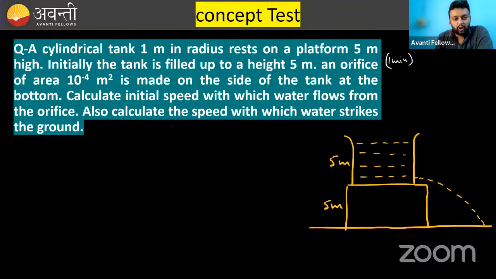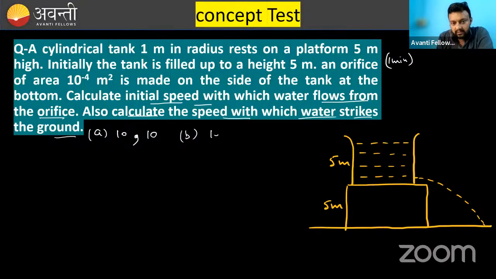Okay, I am giving you the option, so just comment the answer. There are two questions asked. Calculate the initial speed with which water flows from the orifice. Also calculate the speed with which water strikes the ground. So I am giving options. Both are speeds, so the unit is meter per second, and I'm not writing the unit. First option is 10 and 10.